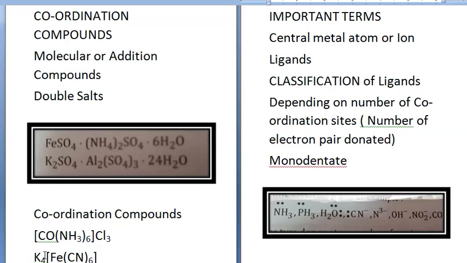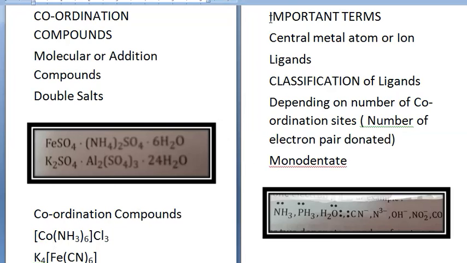They act as Lewis acid. Iron exists as ferrous and ferric, so in this K4[Fe(CN)6], it is Fe3+, that is the central metal ion. Similarly, in [Co(NH3)6]Cl3, cobalt is the central metal ion.